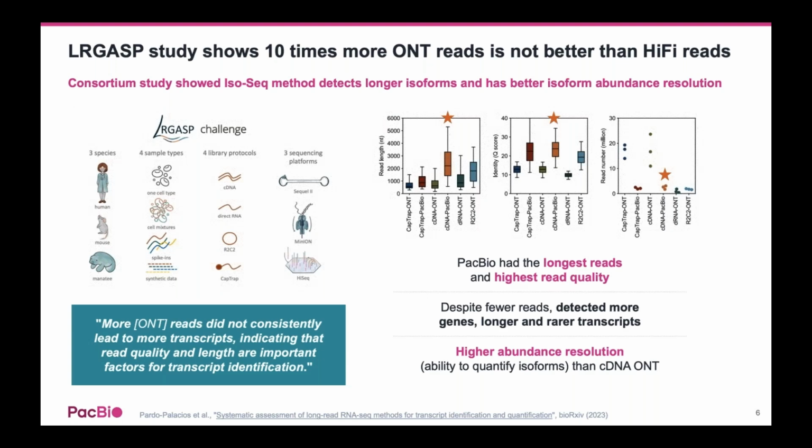They also found that while PacBio and ONT cDNA libraries both had good reproducibility and consistency across replicates, the consortium found that the PacBio Iso-Seq method had twofold higher abundance resolution with the ability to quantify isoforms compared to the ONT cDNA data. And you can find the reference to the paper below.